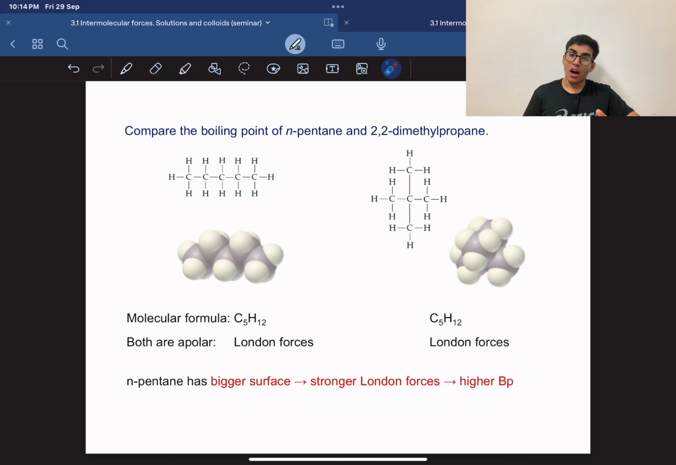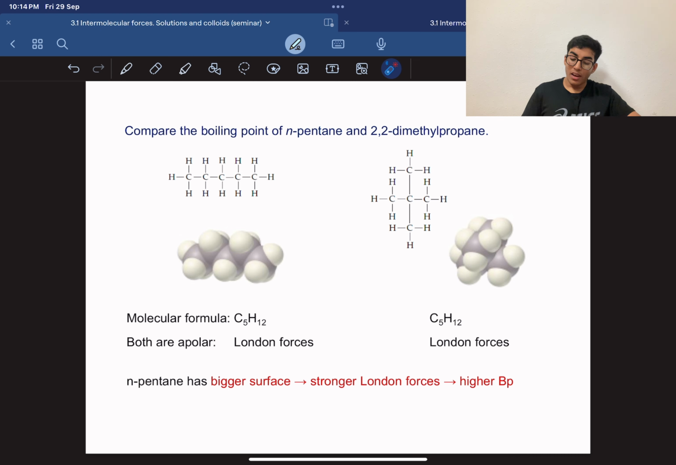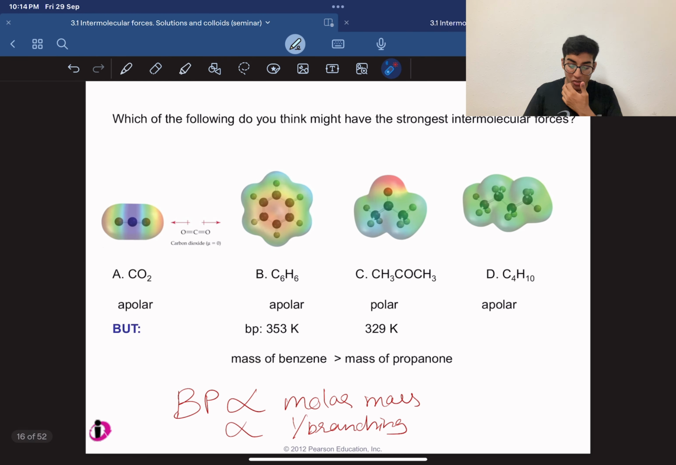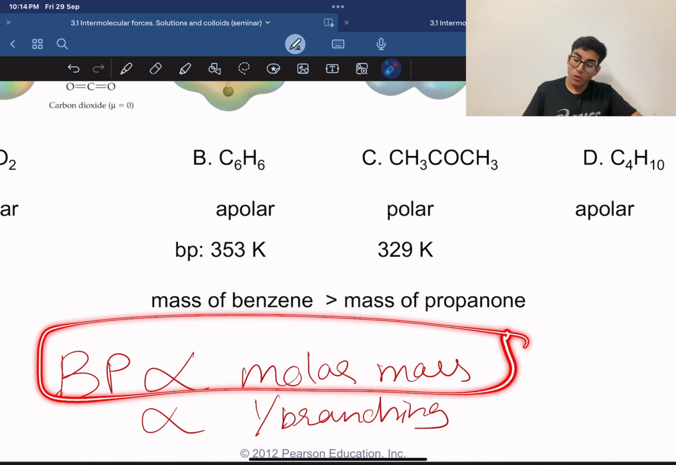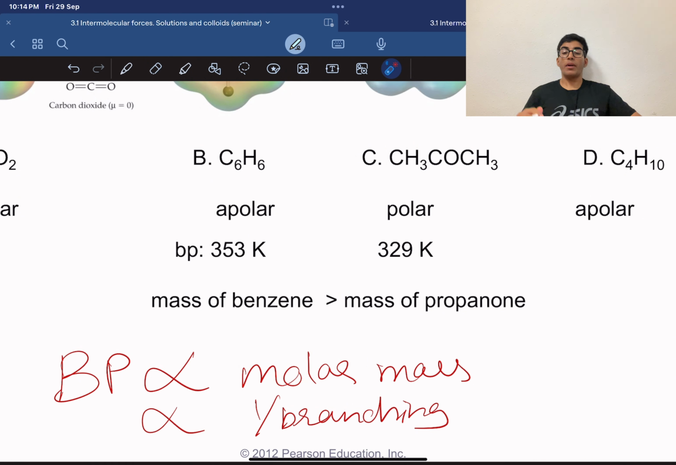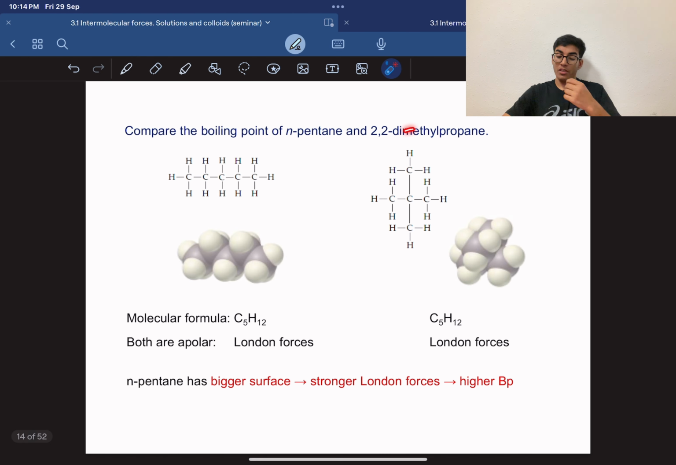Comparing, this is where this very random topic just fits in. Boiling point, I've written over here. Boiling point is directly proportional to molar mass, inversely proportional to branching. Branching means if there is more branching, less boiling point. We don't want branching, we don't like branching. We want stuff to be in a straight line. So the same thing over here. Since this is branched, this will have a lower boiling point. Since this is not branched, it will have a higher boiling point.